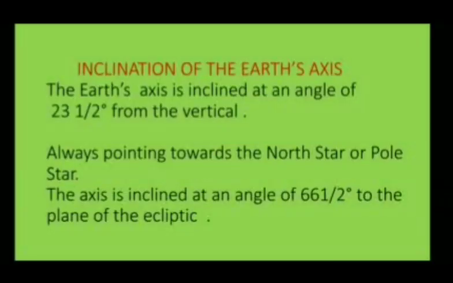Earth is spinning on its axis. When it is spinning on its axis, the axis is not at a right angle, but it is inclined. It is inclined at an angle of 23.5 degrees from the vertical, or you can say it is at an angle of 66.5 degrees to the plane of the ecliptic. When it is inclined, its axis is always pointing towards the pole star.